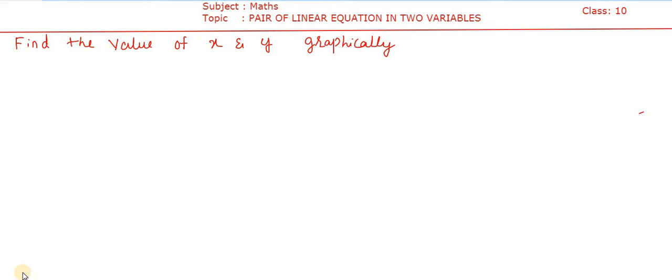Statements and all those things. I told that we can solve the pair of linear equations in four methods. One is the graphical method, another is the substitution method, the elimination method, and also the cross multiplication method. In today's class and next class we will completely discuss this graphical method.